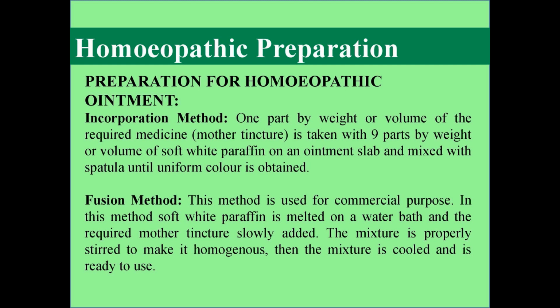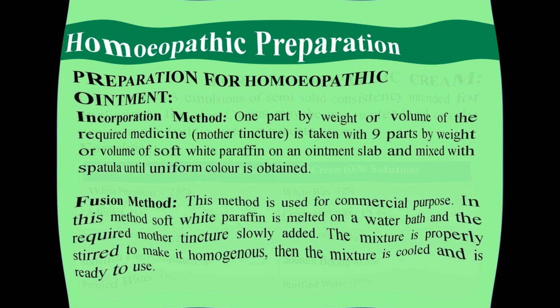Second, the fusion method. The fusion method is used to prepare ointment for commercial purposes. In this method, the soft white paraffin is melted on the water bath and the required mother tincture is slowly added. The mixture is properly stirred to make it homogeneous, and then the mixture is cooled and it is ready to use.